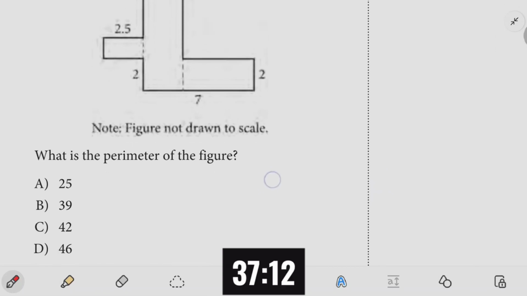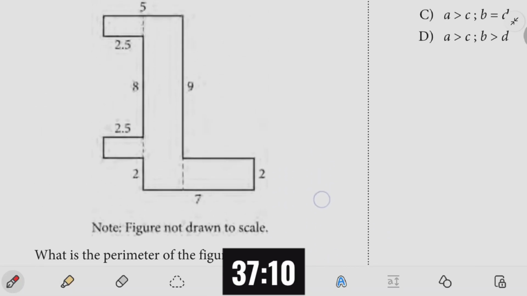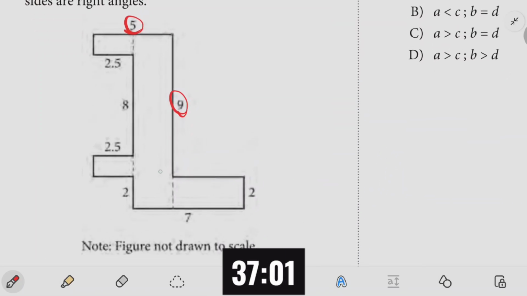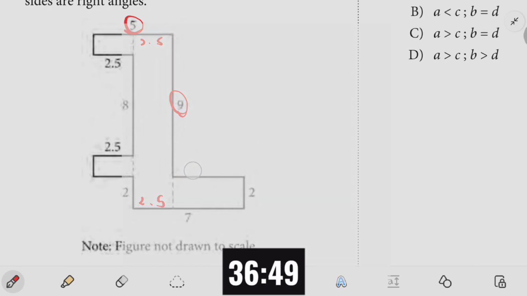Perimeter. Okay, well, that's not that bad. There's no way they will make... Okay, guys, I'm going to do it all in the calculator. 5 plus 9 plus... Oh, God. What is this? This 2.5, isn't it? So that means this is like 5.5. No, that means this is 4.5.